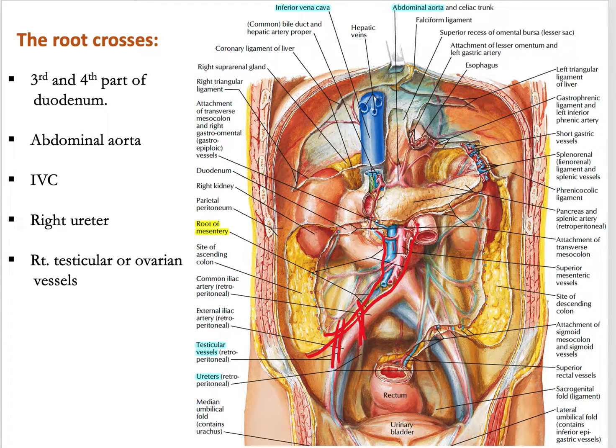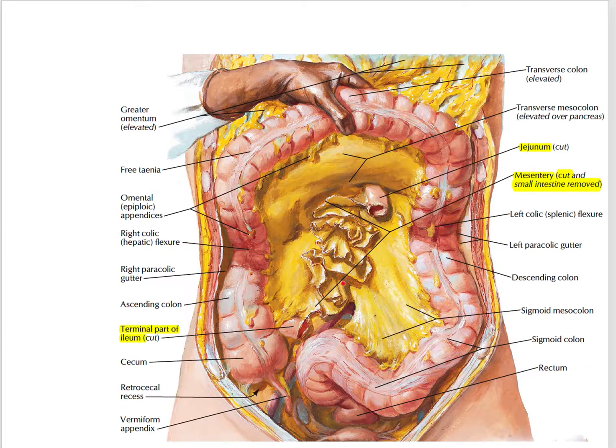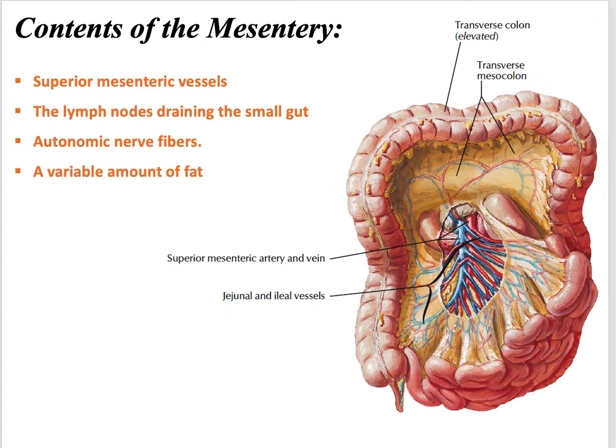And I think you remember from the duodenum that the root of the mesentery of the small intestine traverses the third and fourth parts. Again, this is the mesentery of the small intestine. Here we remove the small intestine to show you the mesentery that connects the small intestine to the back. We mentioned we have arteries, veins, lymphatics, and autonomic nerves with a variable amount of fat inside the mesentery. Here we open this double layer of the mesentery that connects the small intestine.